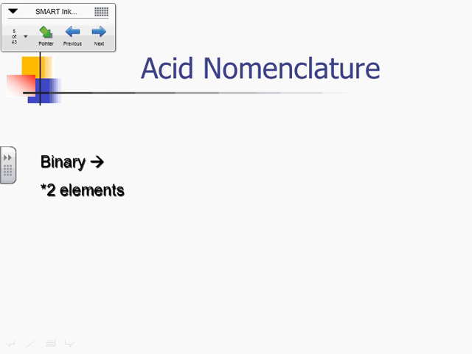So binary means that there are 2 elements. You guys remember that from when we were naming before? Binary ionic compounds means that there's just 2 things. There's one cation, one anion. Okay? So if you have a binary acid, then that means that there's just 2 elements. There's H and then one other element. If you have a ternary acid, that means you've got a polyatomic ion in there. It's H and some polyatomic ion.